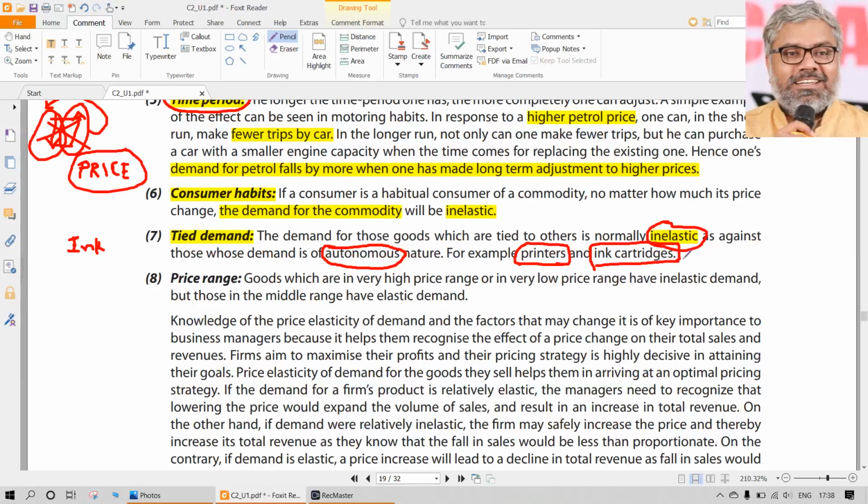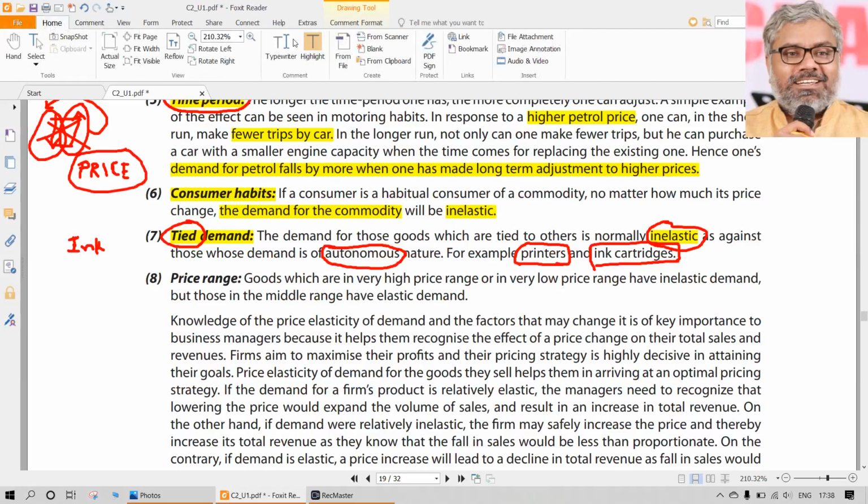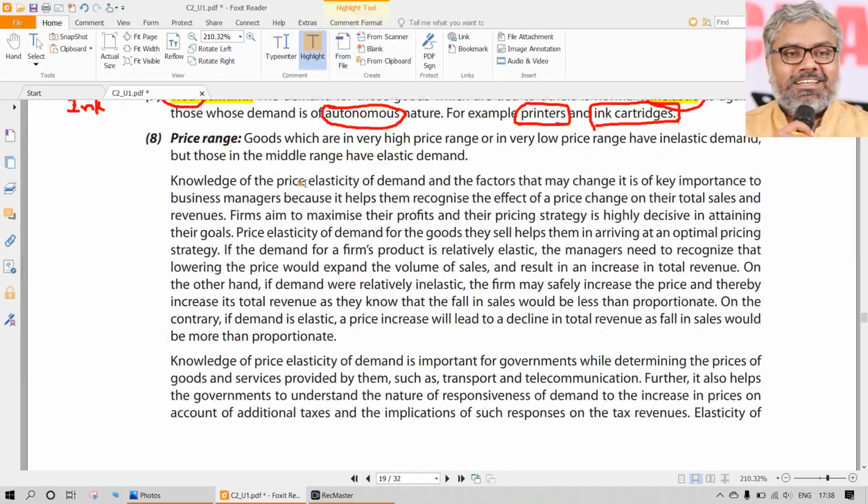So these will be relatively costly, whereas printers, original machines, or an air purifier will have lower prices because those are price elastic. Those are very price elastic because they have autonomous demand. So two words we can understand here: one is tied demand, the second one is autonomous demand. Simply speaking, products which have tied demand will be inelastic, and products which have autonomous demand will be elastic. Simple. That is another factor which will have an impact on the price elasticity of demand.